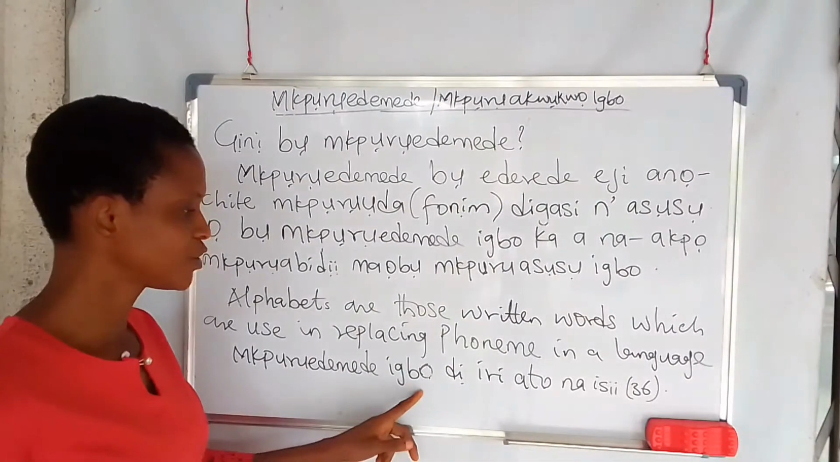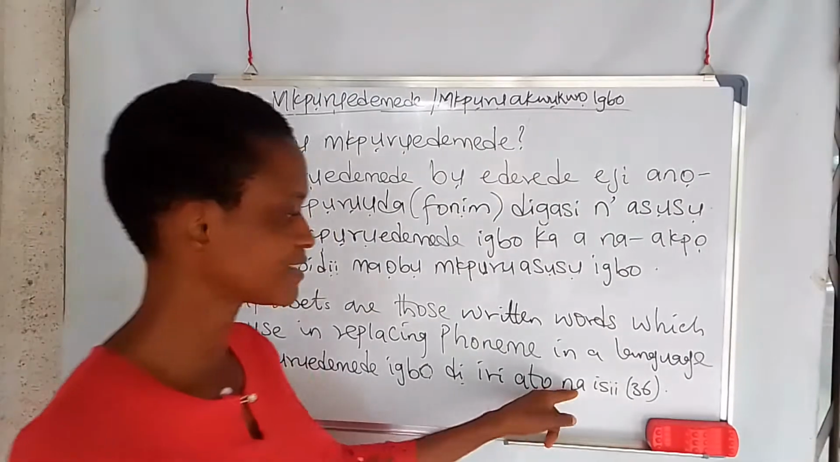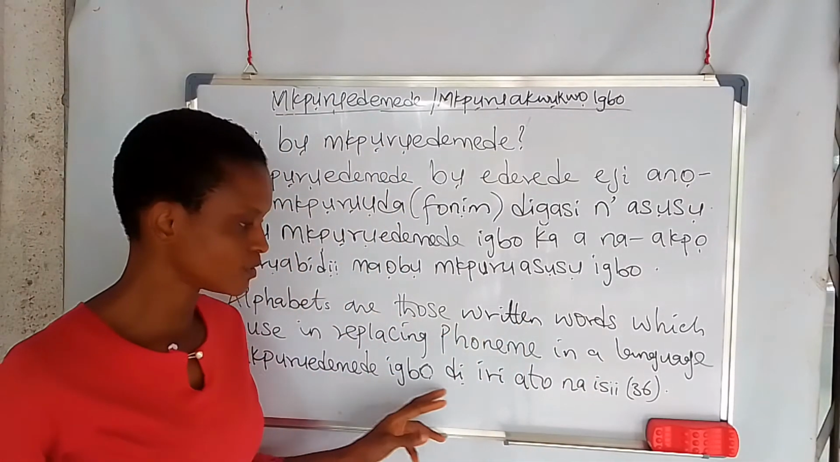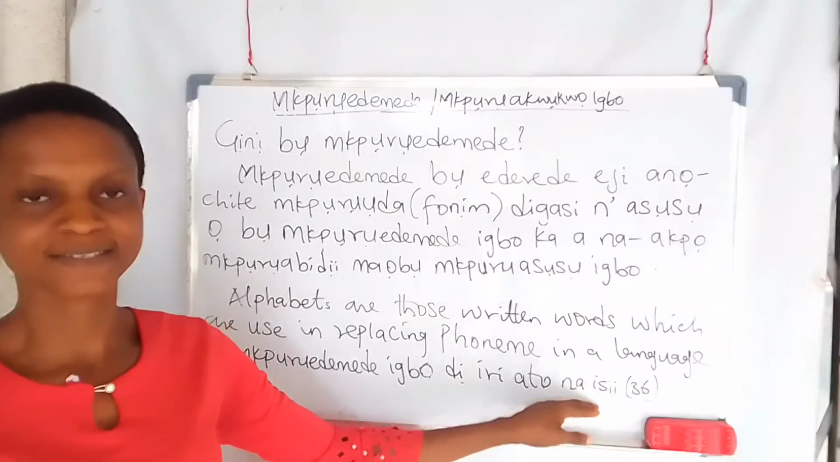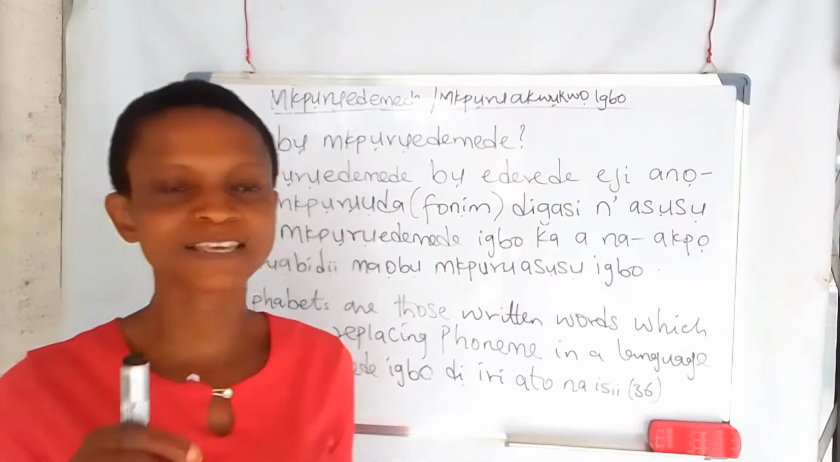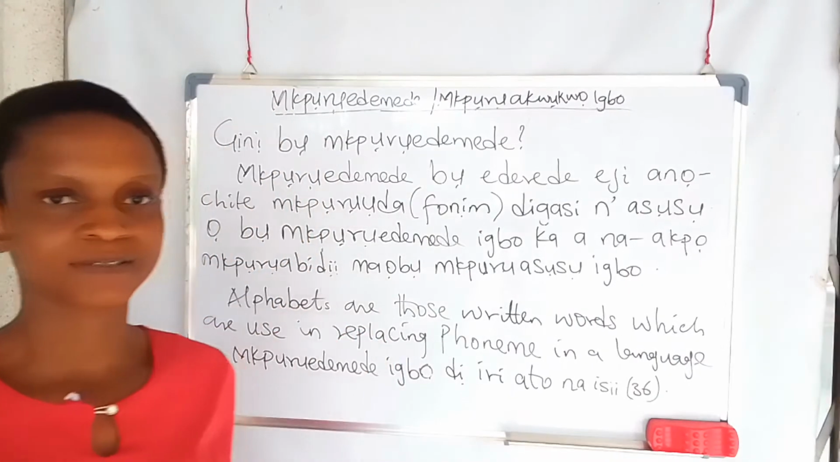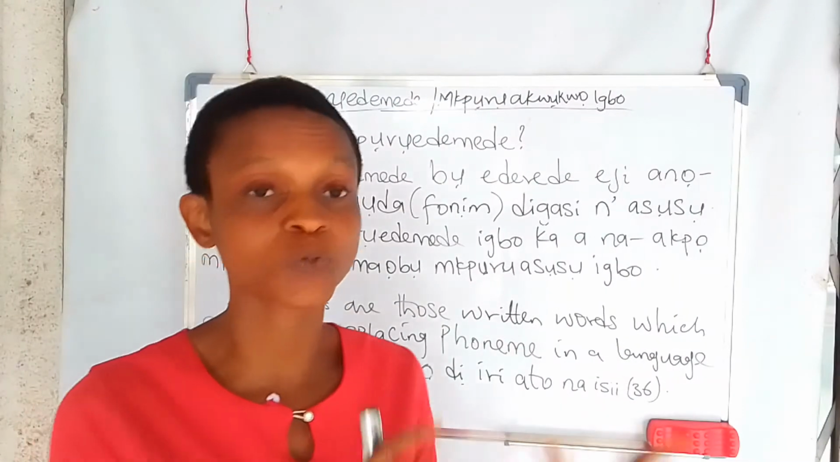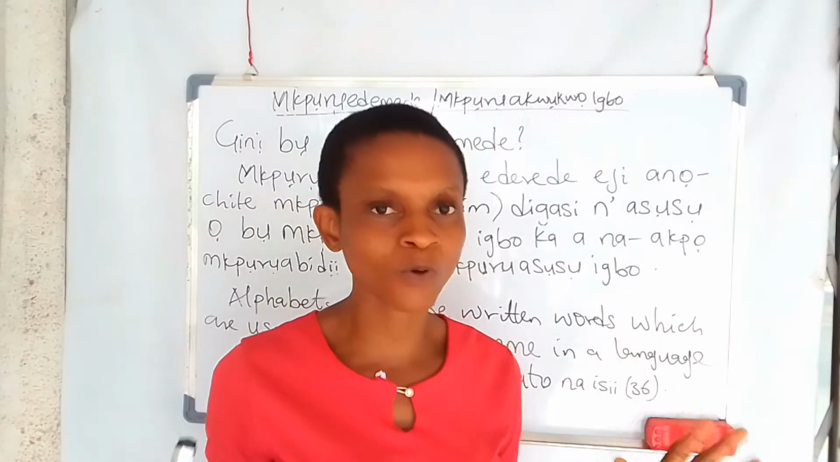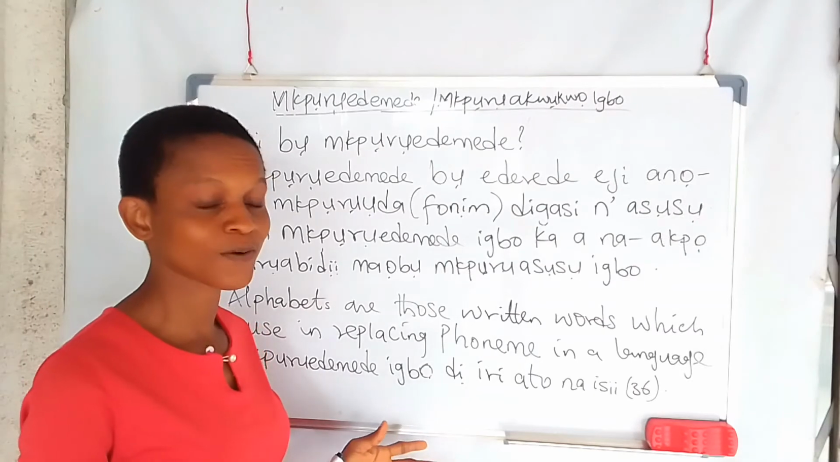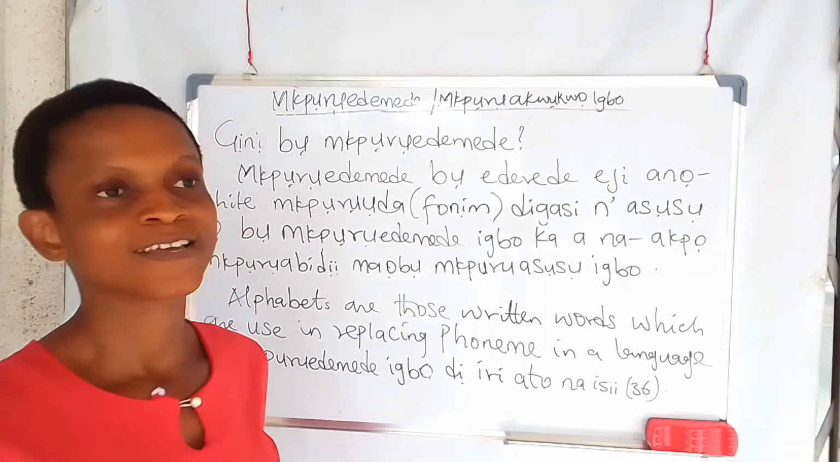Mkpụrụ edemede Igbo dị 36. We have 36 Igbo alphabets. It is 36 in number. Likewise, in English alphabet, it is 26. So 10 letters differentiate it from that of English alphabet.